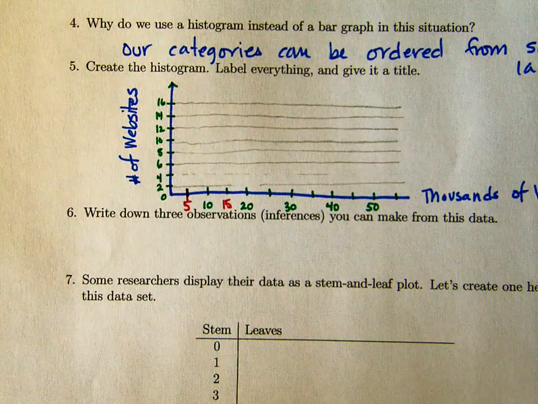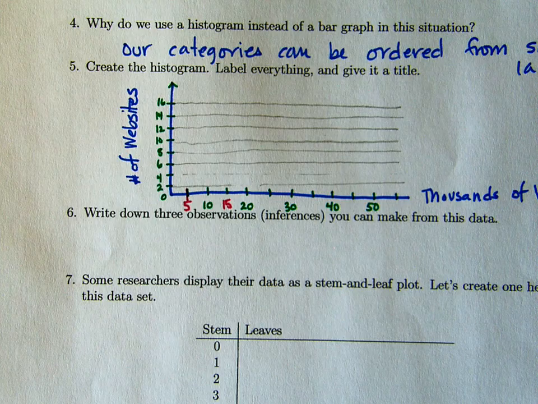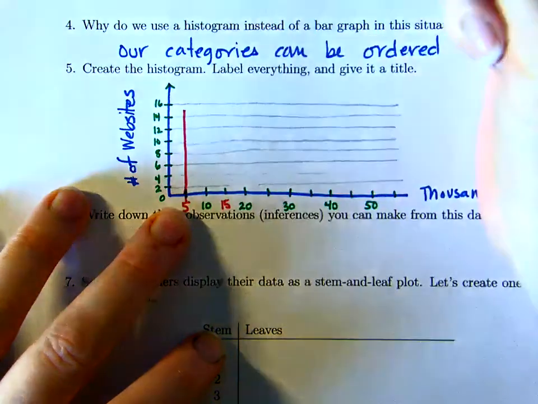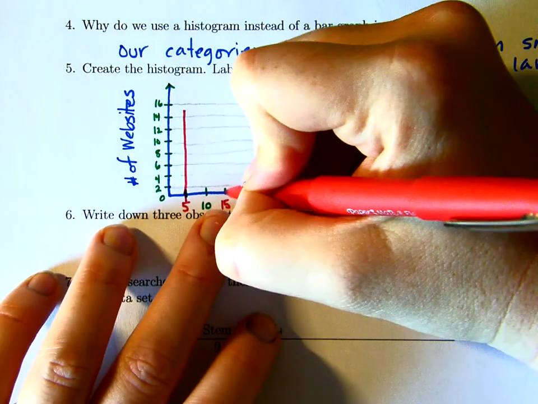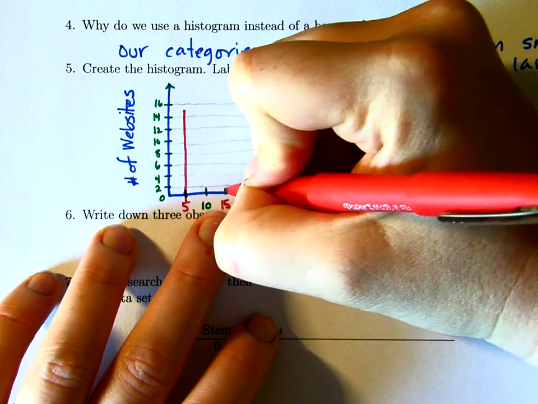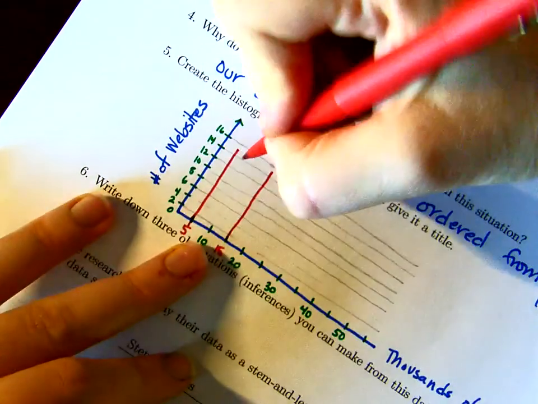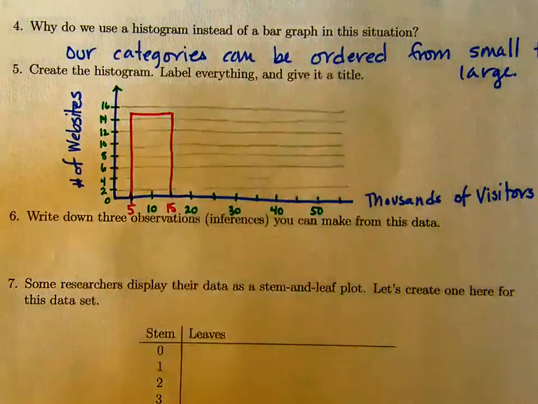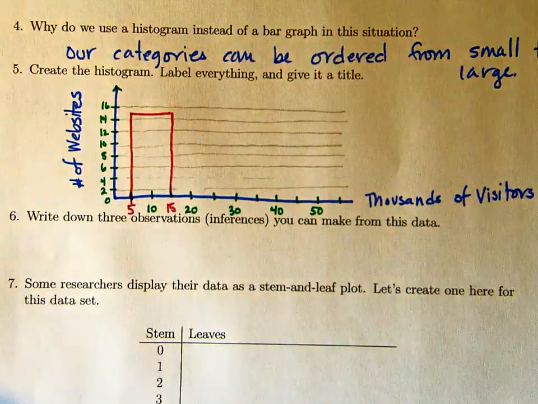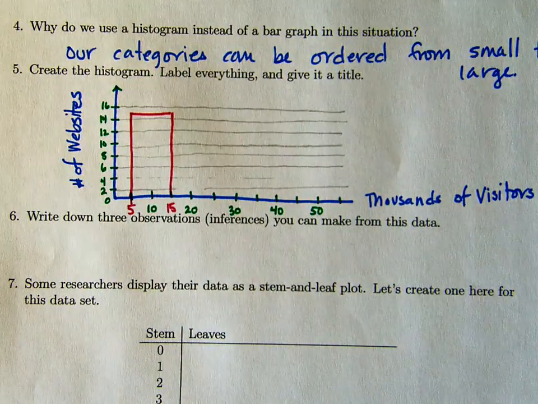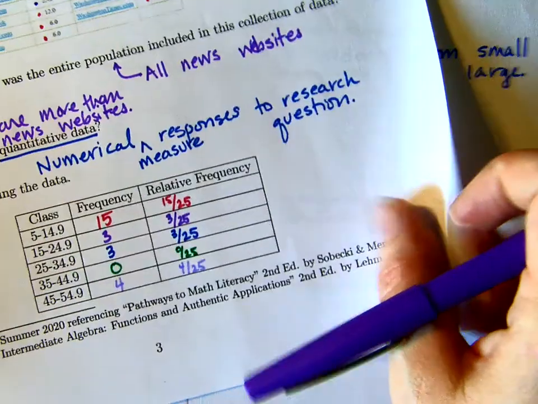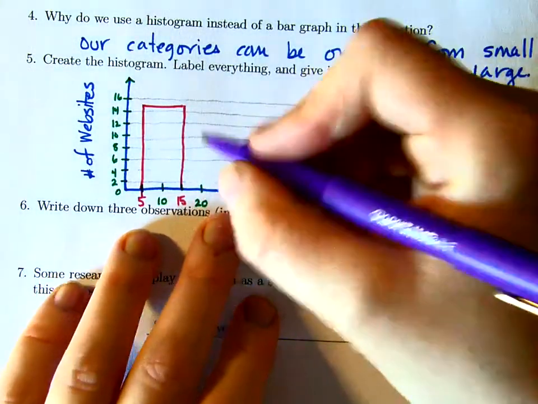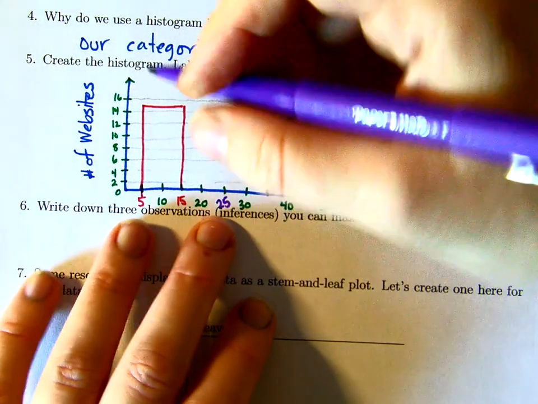Right, our first category, 5 to 15, had a frequency of 15. So that bar starts at the 5, goes up to 14.9 or 15, and the height of it is 15. Okay, there's our first bar. And then, going purple style, from 15 to 25, we had 3. So from 15 to 25, there were just 3 of those.